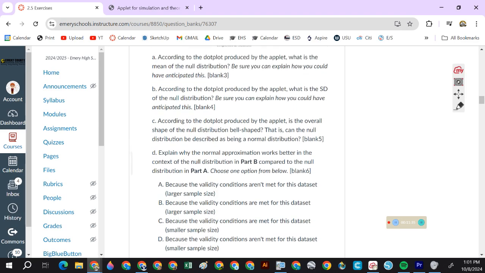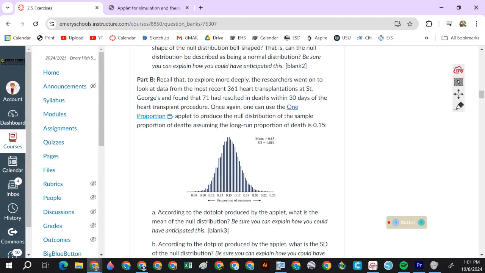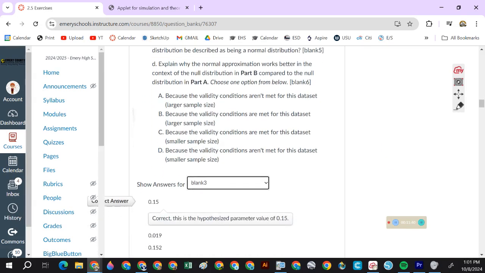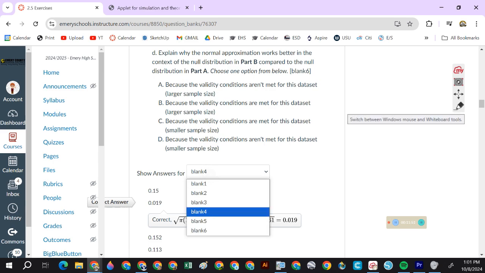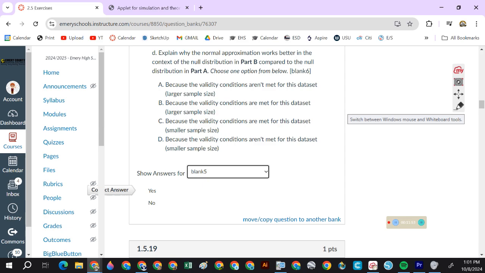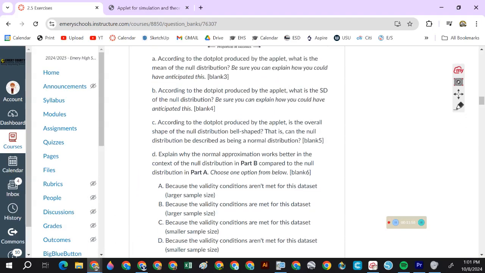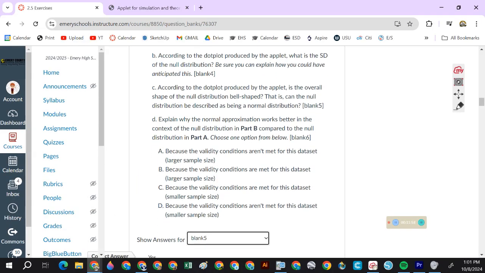What is the SD of the null distribution? It's going to be 0.019. Oh, we could have just done that, right? We have 10 successes and 10 failures. And 5. According to the dot plot produced by the applet, is the overall shape of the null distribution bell-shaped? Yes, it is. So can we use the normal curve? Yeah, we could.